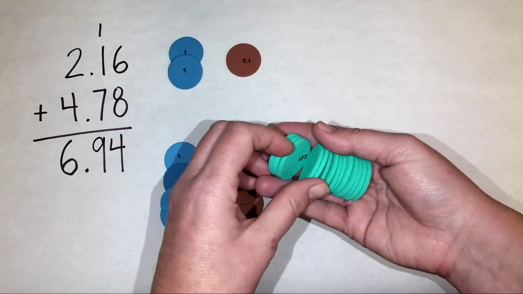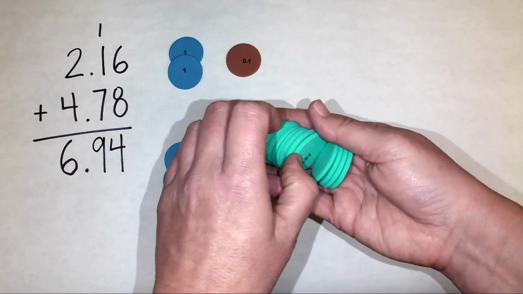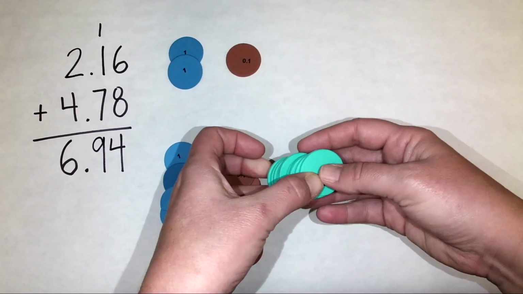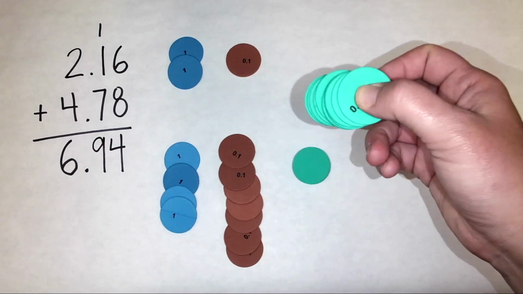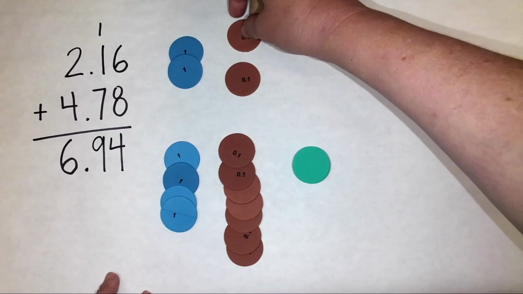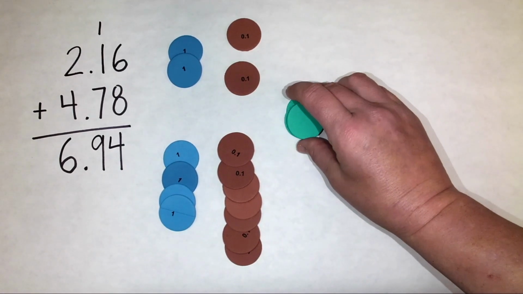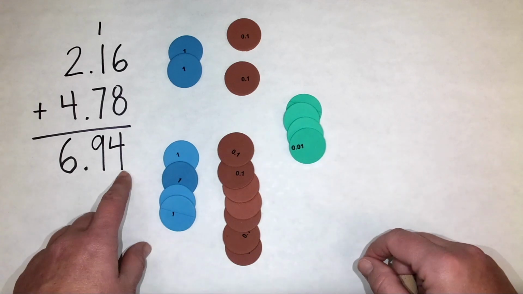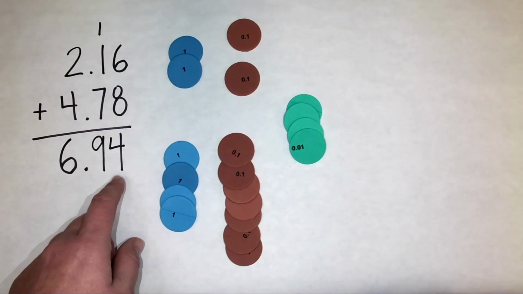I have 1, 2, 3, 4, 5, 6, 7, 8, 9, 10. 10 hundredths is equivalent to 1 tenth. All right, I'll go ahead and do that there. And so now I have 4 of these, 1, 2, 3, 4. And I could go ahead and check that over here with what I wrote earlier.